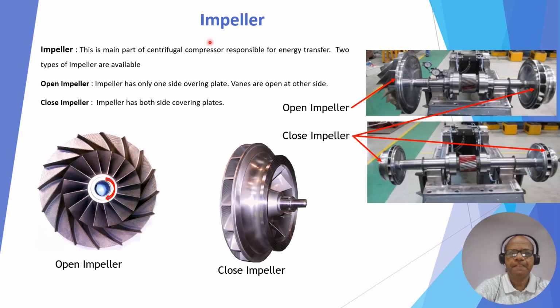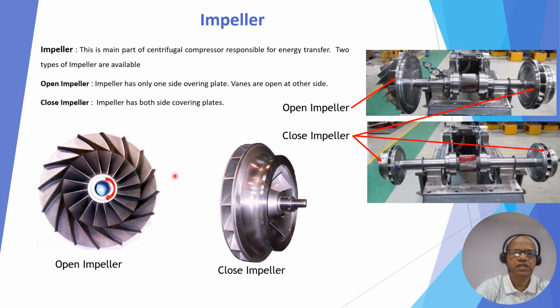Now the impeller, you can see the various impellers. This is an open impeller, this is a closed impeller. In an open impeller, you see one side is a shroud, the other side is open. In a closed impeller, both sides have a shroud. So gas comes here and comes out from here. Here gas comes in and goes out. And this is another photograph, both are closed impellers. This is a closed impeller, this is an open impeller.